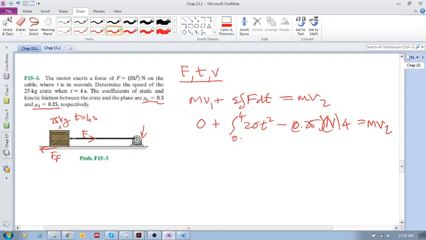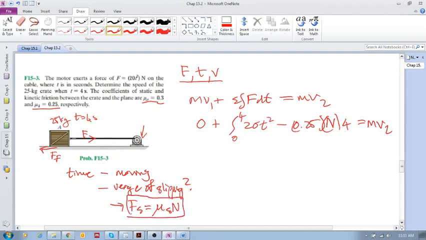But we can't start from 0 here, and we can't use all the 4 seconds, because we have to find out at what time this crate starts moving. What time does the crate start moving? Or we can say, when is it on the verge of slipping? So what happens when we're on the verge of slipping? We know that our static friction force is mu_s N. This equation is only applicable when the crate is on the verge of slipping.